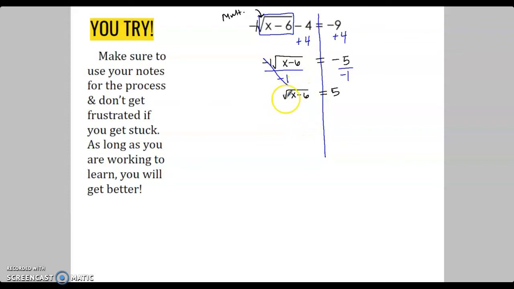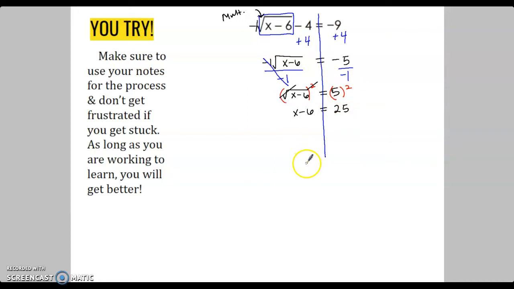Now it's time for us to get rid of this radical. This radical is a square root. So the inverse would be if I squared it. Whatever I do to one side of my equation, I have to do to the other side. That will mean that the square root and the exponent will neutralize. They should cancel because they're inverses. And I'm left with x minus 6 is equal to, and then 5 squared, well, that's 5 times 5, and that is 25. So step 2 is done.